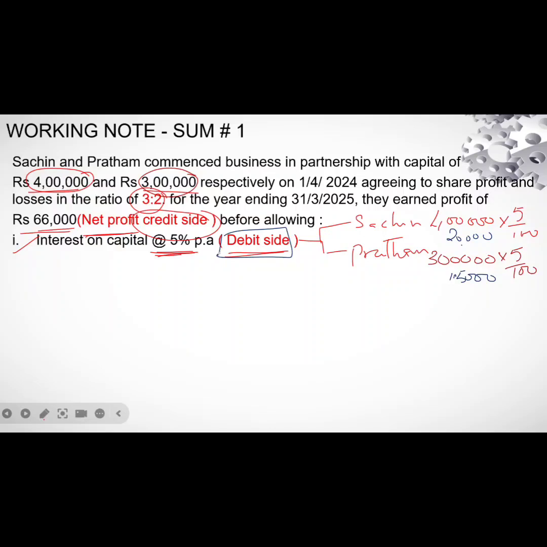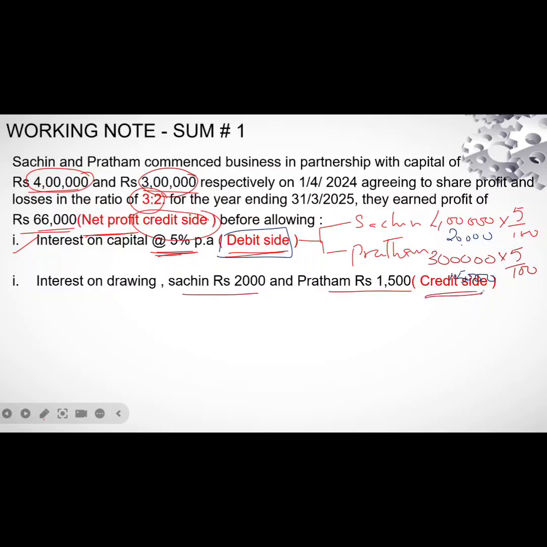The next adjustment is interest on drawings. Here it is directly given to us. Sachin's interest on drawings is 2,000 and Pratham's interest on drawings is 5,000. So directly we have to take their interest on drawings to the credit side of the Profit and Loss Appropriation account, as interest on drawings has to be paid by the partners to the firm. So it is an income, so therefore it has to appear on the credit side of Profit and Loss Appropriation account.